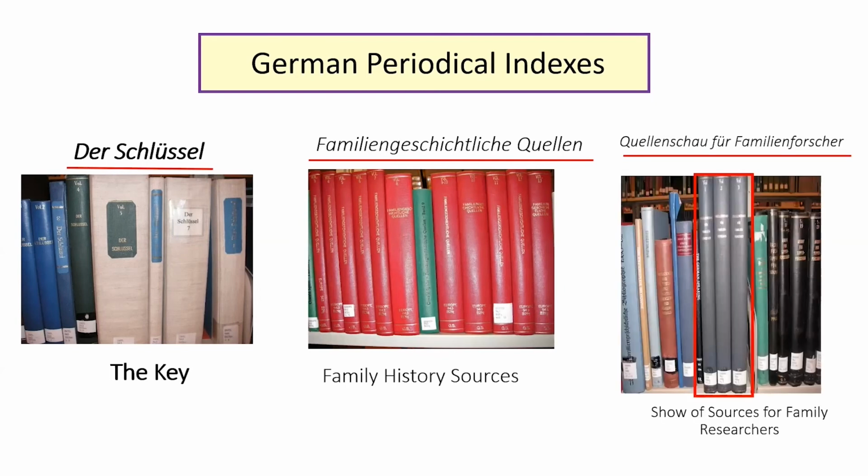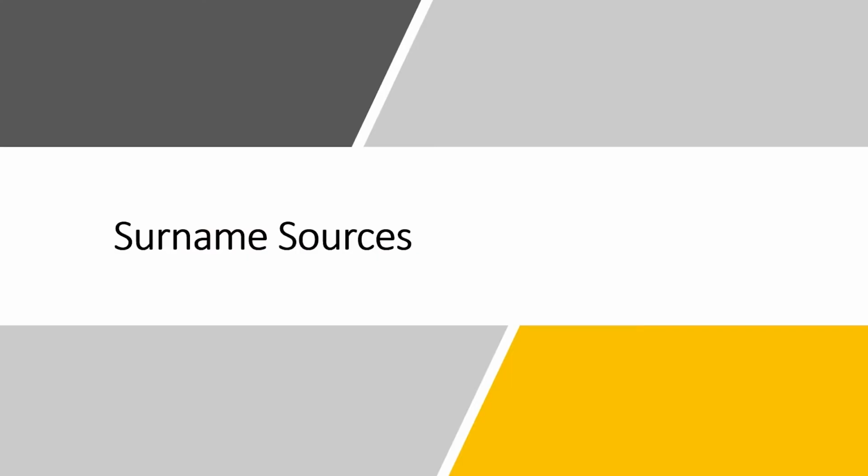The third one is the Quellenschau für Familienforscher, a show of sources for family researchers. These are the 3 gray volumes shown in this slide and outlined in red. This resource has 2 locality indexes. The first is an index of towns. The second one is an index of districts, nobility, and other areas. It also has a subject and a surname index. The use of these 3 indexes is also explained in the lectures.